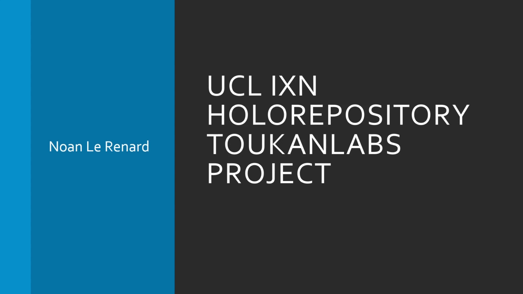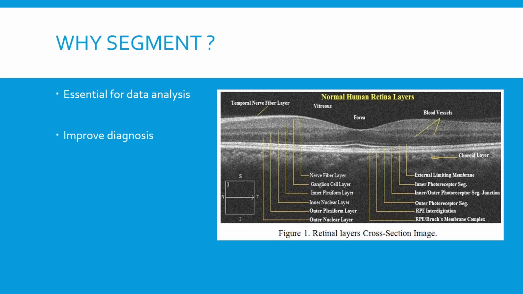Today we're going to be talking about organ segmentation, the first major step in our project. So, first of all, we've got to ask ourselves the question: why do we need to do organ segmentation? Organ segmentation, in our case for OCT images of the eye, is an essential step for data analysis for many areas of biomedical research.